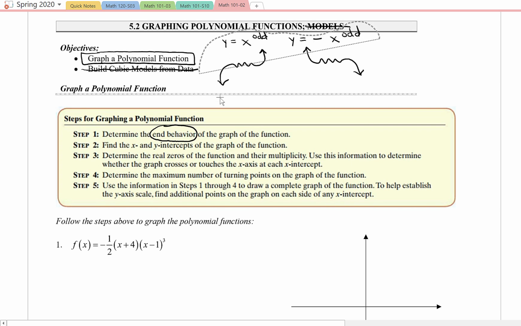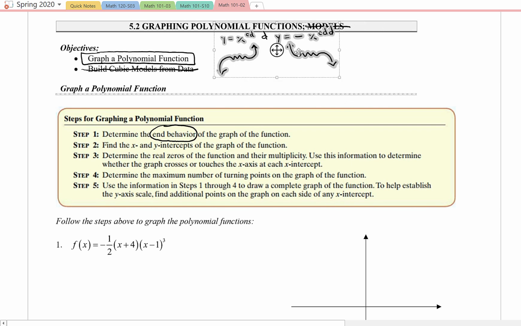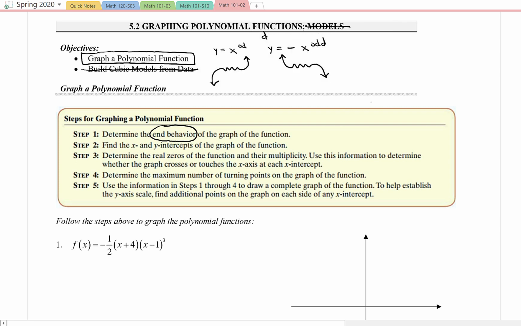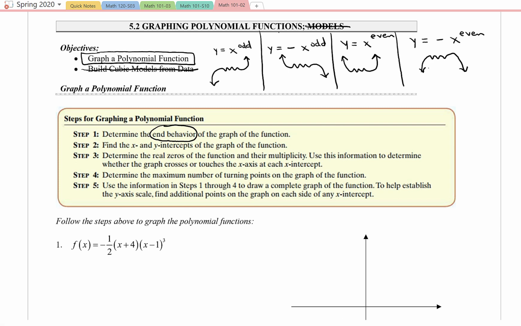So notice that for the positive one, it's going kind of upward. For the negative one, it's going downward. The reason I draw that squiggle in the middle part is because we really don't know what's going on in the middle. We don't know yet about the x-intercepts or how many turning points. If we have y equal to x to the even power, it's going to go upward like this on both sides. And if we have y equal to negative x raised to the even power, then we're going to have something going downward like this on both sides. But once again, I draw the squiggle in the middle because we don't know what's going on in the middle part.